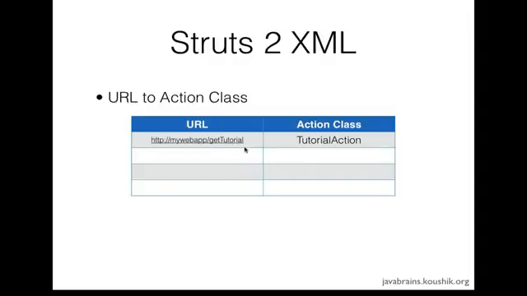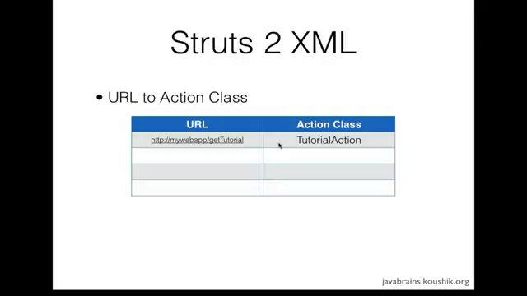Now what I'm going to do is in my struts XML, I'm going to map it to a tutorial action class. So I'm going to write an action class called tutorial action, and then I'm going to say whenever any user submits this URL, requests this URL, get tutorial, execute a method of this action class. So this is the URL to action class mapping that I'm going to specify in my struts XML.